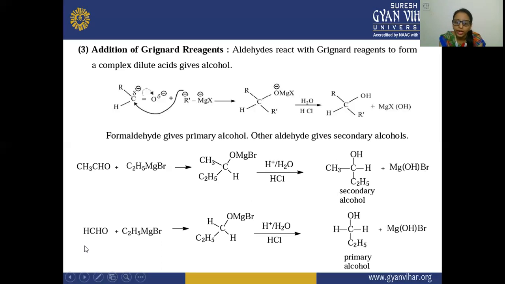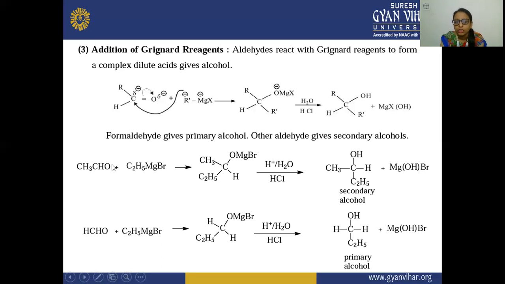Next, this is your formaldehyde, and this formaldehyde is reacting with this Grignard reagent. And there is a formation of this complex. After that, this H plus, H2O, HCl is reacting with this complex, and there is a formation of this primary alcohol. So your formaldehyde will always give you a primary alcohol, and the other aldehyde will give you a secondary alcohol.